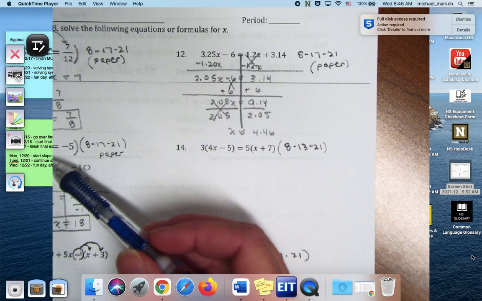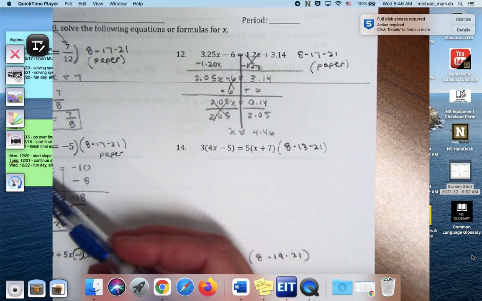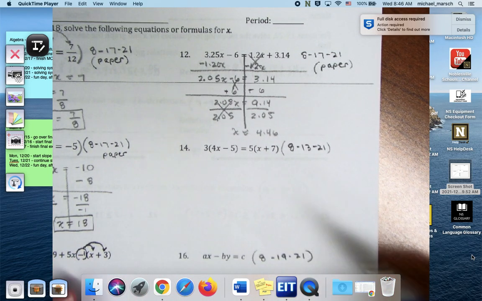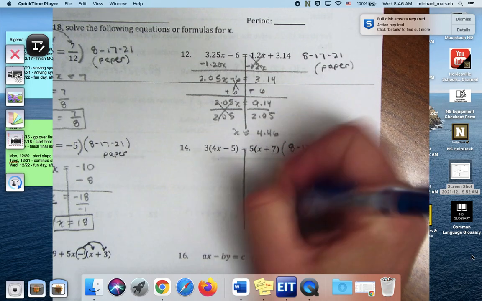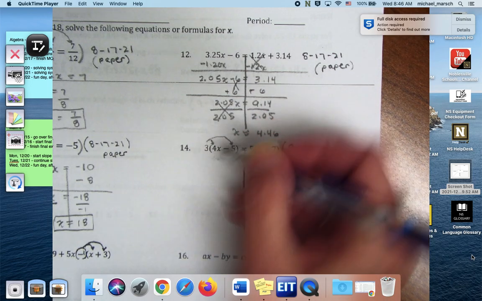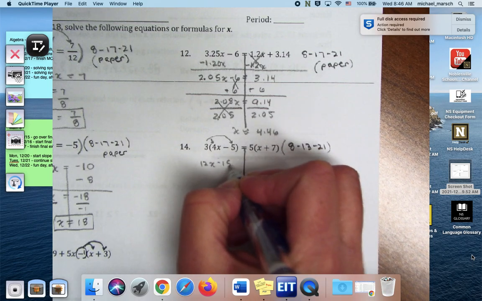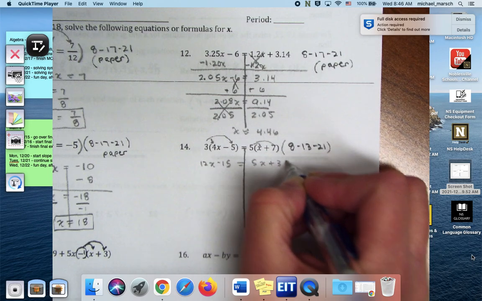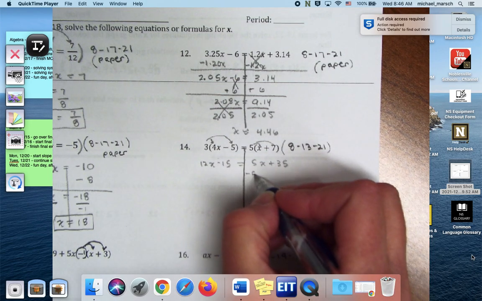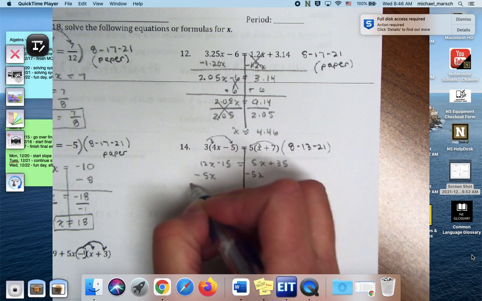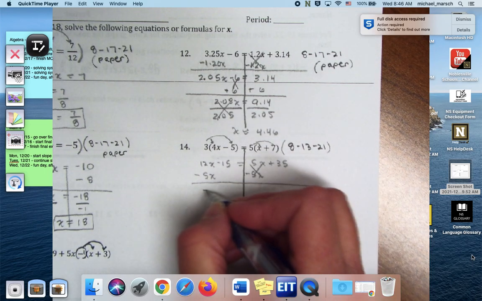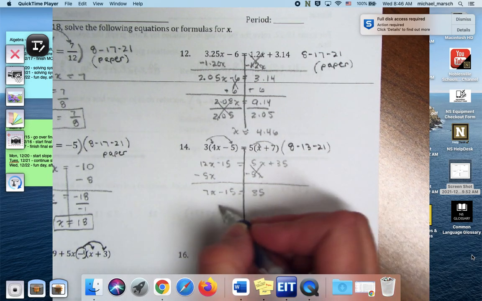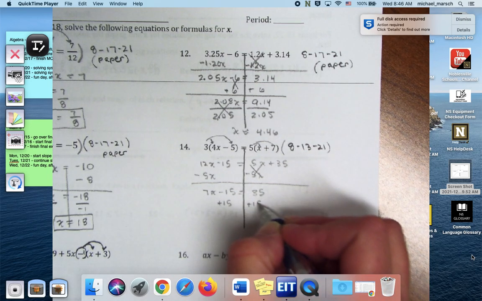All right, so remember with those fractions, just clear them. Just find the common denominator, multiply everything by it, simplify, and you're gone. All right, here we go. I'm going to distribute. Easy peasy. 12x minus 15 equals 5x plus 35. I'm going to subtract 5x from both sides to keep that positive variable coefficient. So I have 7x minus 15 equals 35. Add 15 to both sides.